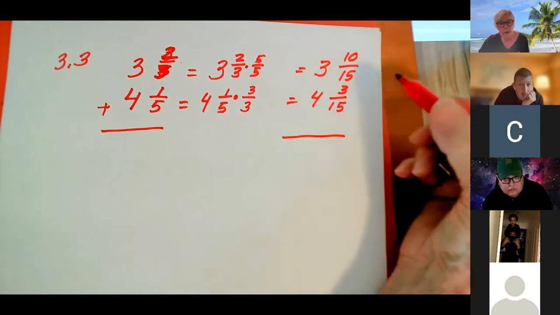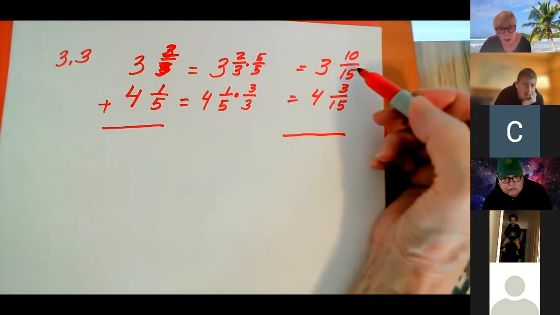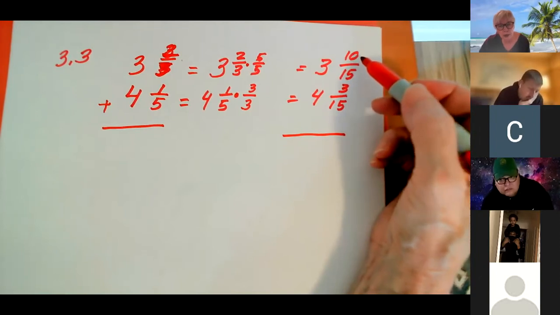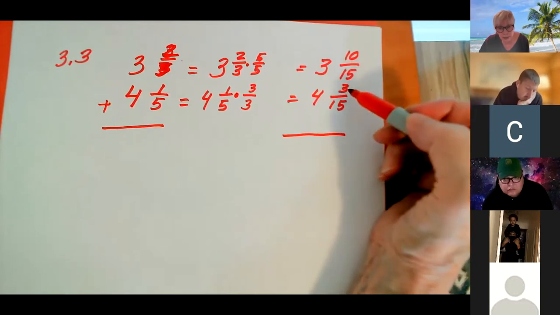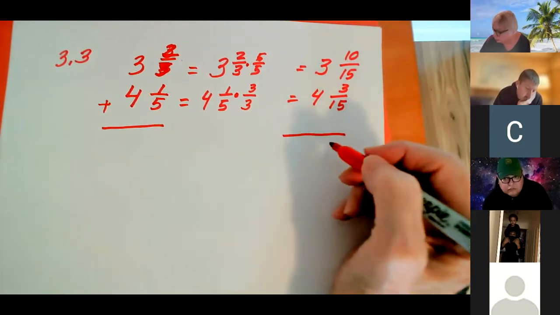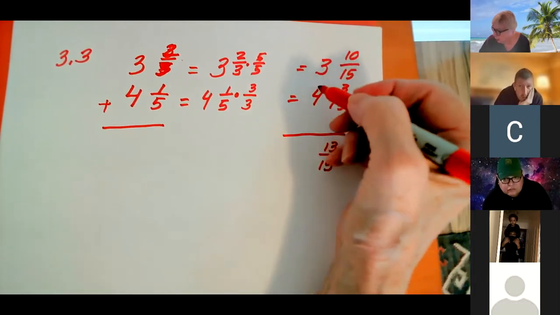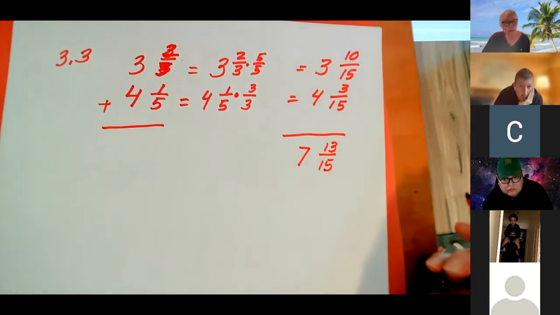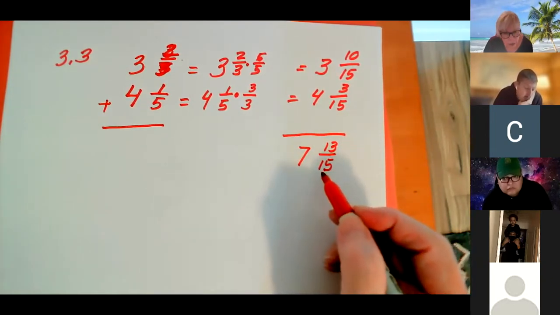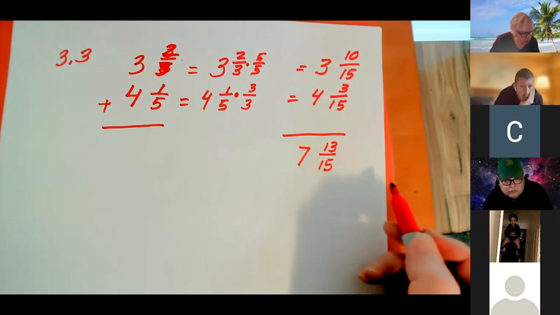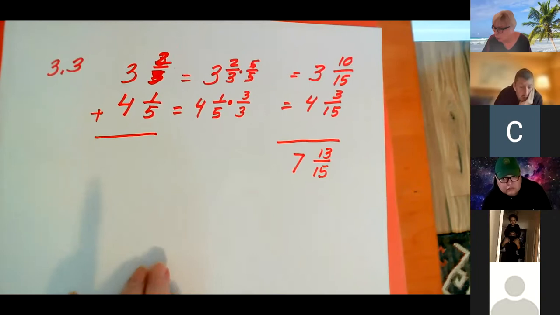So now we have a problem. We're supposed to add, we need common denominators. We now have them. So the big part, of course, is not adding these two. That's easy. It's adding these two. So 10 and 3 make 13 over 15. And then this is 7. When this is done, you make sure that this fraction is reduced. And of course, this one is. So we're good.